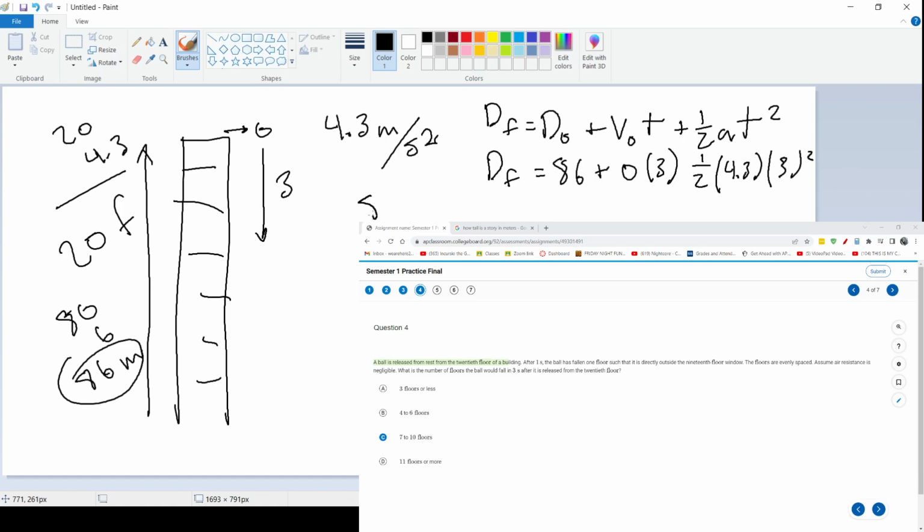So, 86, oh wait, I'm supposed to do a plus there. Technically this would be minus if we want to do the equation like that. So, plus 0, plus half times 3 times 3, which equals 9, very nice. Now, 9 times 4.3. Let's do the math here. 4 times 9 is 36, and 0.3 times 9 is 2.7.